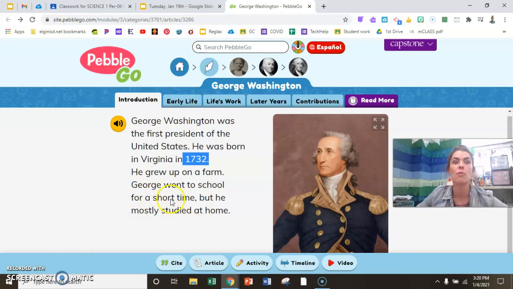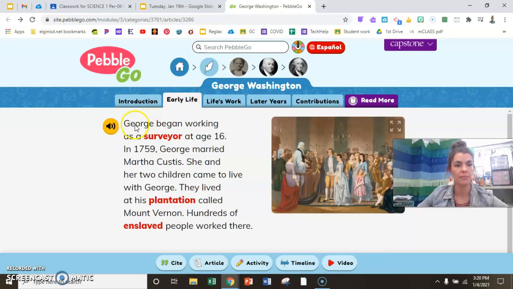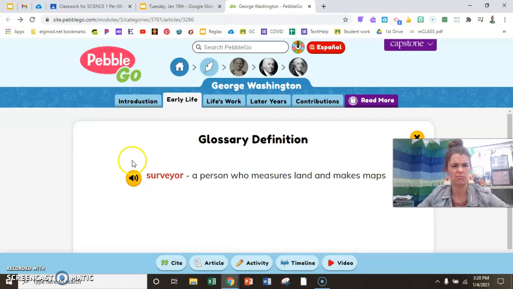Let's keep going to find out more information of why he is so important. George began working as a surveyor at age 16. In 1759, George married Martha Custis. She and her 2 children came to live with George. They lived at his plantation called Mount Vernon. Hundreds of enslaved people worked there. George had his first job at 16. What was his first job? What's a surveyor? Surveyor. A person who measures land and makes maps. Oh, okay. We've used maps before. Did you like using maps? Maybe when you grow up, you want to be a surveyor like George and make maps.